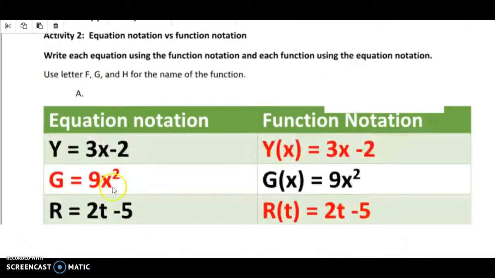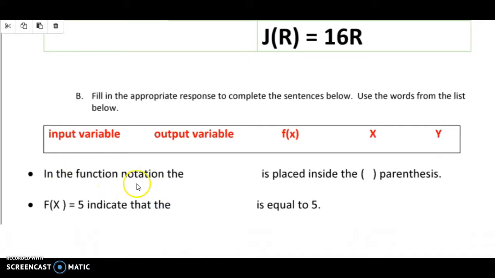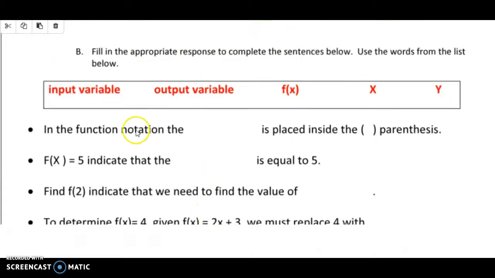In the second part of this activity 2, we're going to be filling in the blanks. So here's a sentence. We need to complete the sentence. So in the function notation, the blank is placed inside the parentheses. What goes inside the parentheses? Ask yourself, is it the input variable, output variable, f of x, x, or y? And let's see. It is the input variable. Again, another name for input variable is x. So you could say x or input variable. Those are the two right answers.